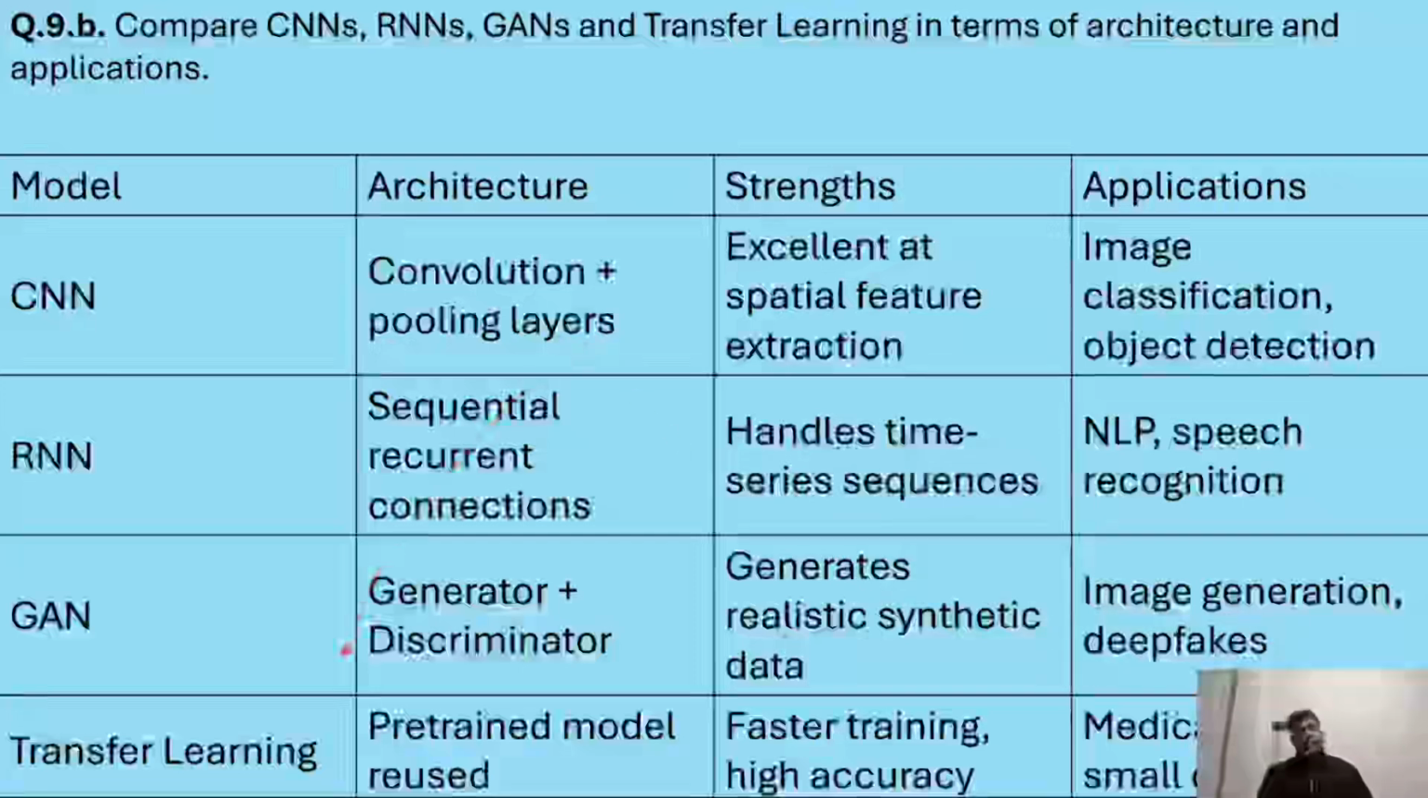Architecture for transfer learning is a pre-trained model reused. Strengths for transfer learning are faster training and high accuracy. Applications of transfer learning are medical imaging and small datasets.